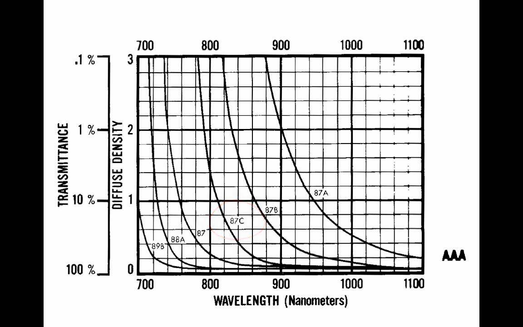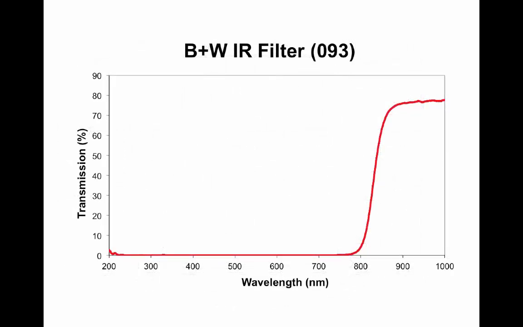We use other types of filters, but they're equivalent to the Wratten 87C. The Wratten series has become a standard in optical filters, even though I don't think Kodak makes filters anymore; it's still the standard in photography. So this is a B+W infrared transmission filter, code 093, but it's also a Wratten 87C equivalent.